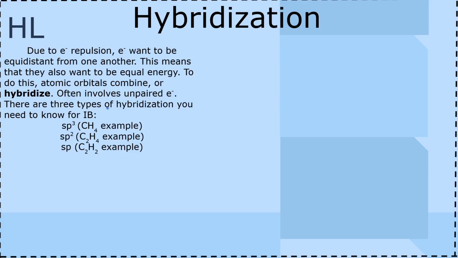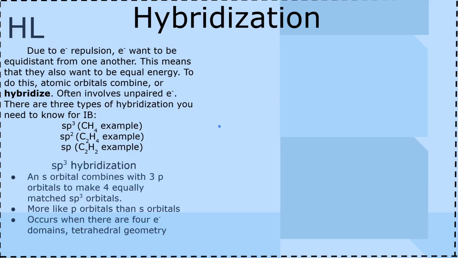And there are three types of hybridization that you need to know for IB: sp3 with methane as an example, sp2 with ethene as an example, and sp with ethyne as an example. Now, sp3 hybridization occurs as an s orbital combines with three p orbitals to make four equally matched sp3 orbitals. They are more like p orbitals than s orbitals, and they occur when there are four electron domains in tetrahedral geometry.